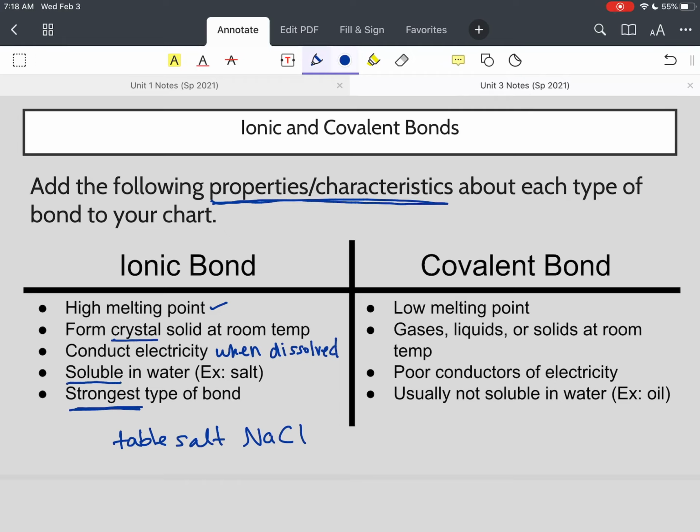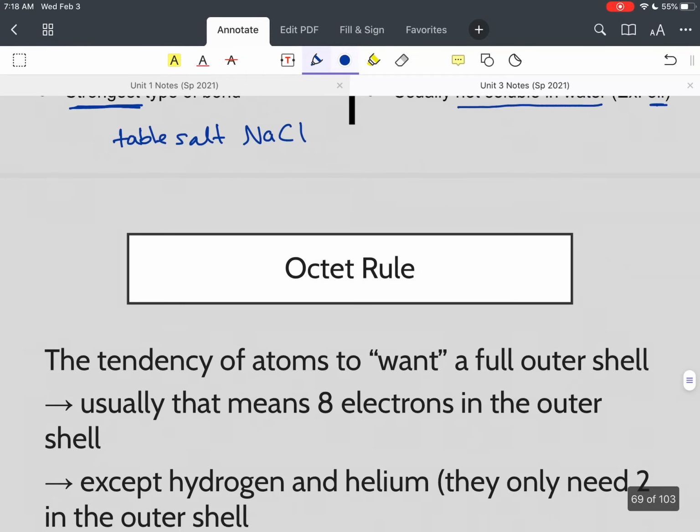And then if I look at covalent, I almost see that they're the exact opposite. So they have a low melting point. These can be gases, liquids, and solids, whereas our ionic bonds are always just solids. They're not very good at conducting electricity, and they're usually not soluble in water. So if you think about oil isn't going to mix with water.